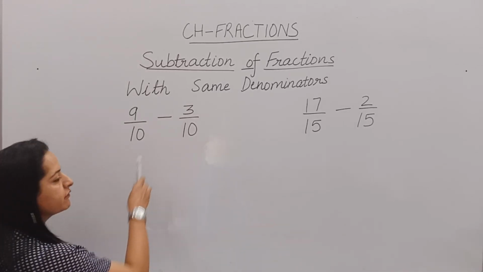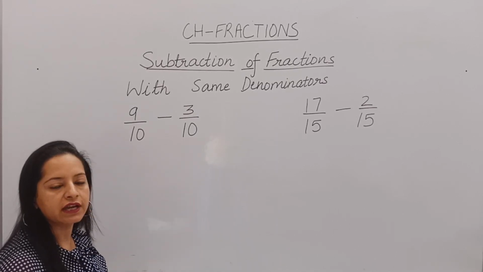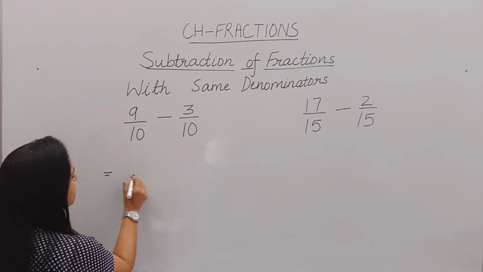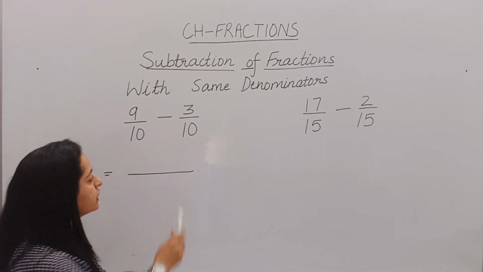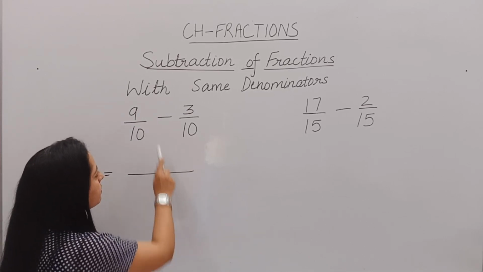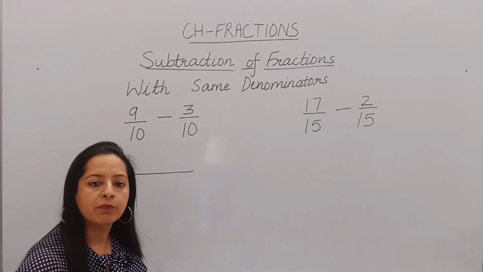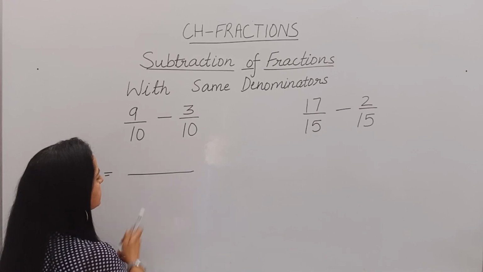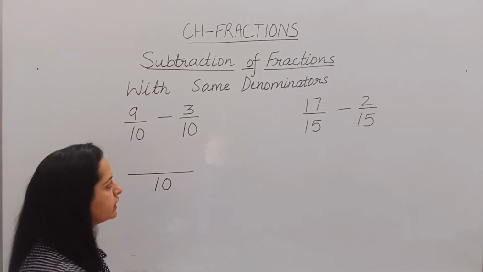Now I have here my first example. In this, both the denominators are the same. We have 10 in the denominators. So in this case, when you have the same denominators, make sure the denominator remains the same and we subtract the numerators. Do not make the mistake of subtracting the denominators also. So the denominator remains 10 and we subtract the numerators.